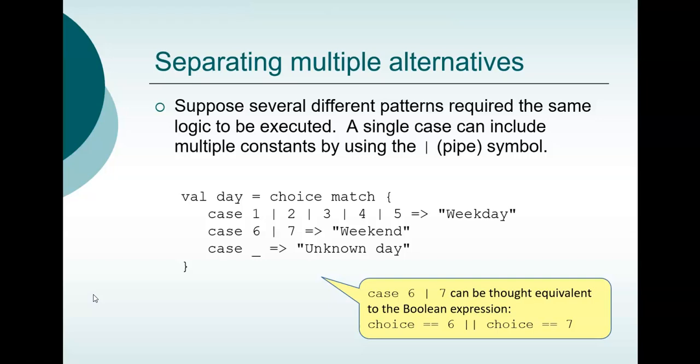We can also combine multiple alternatives. Suppose several different patterns require the same logic to be executed, we can use the pipe symbol. So for example, we have a value stored in day, then say day match, case 1 or 2 or 3 or 4 or 5 equals weekday, then case 6 or 7 equals weekend. Then the else case is unknown day. So we can also use this format.